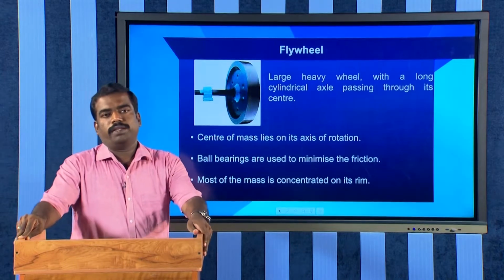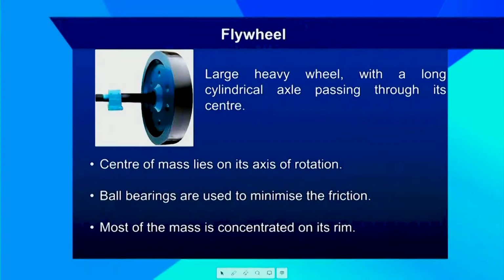So, what is a flywheel? It is a large heavy wheel with a cylindrical axle which is passing through the center of mass, so that it can freely rotate about the axis of rotation. So, you can see there is a large heavy wheel with a central axis passing through the center, so that it can rotate.